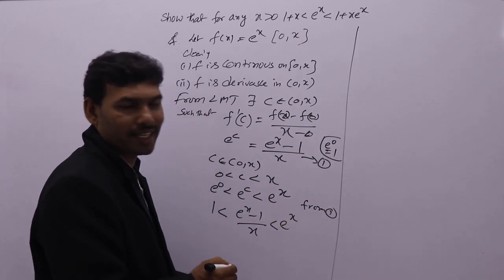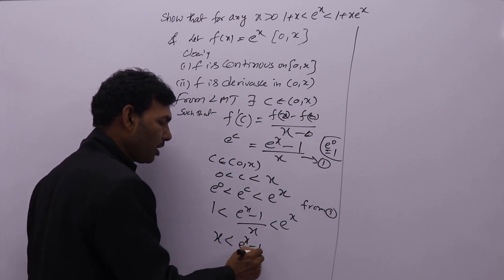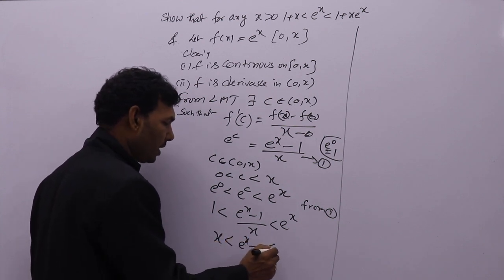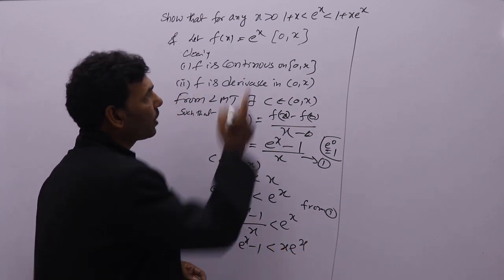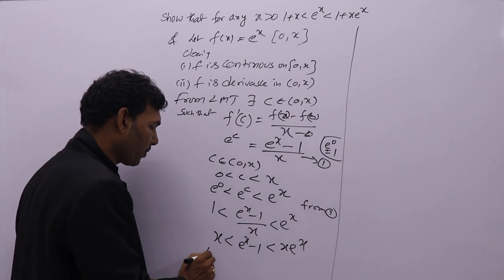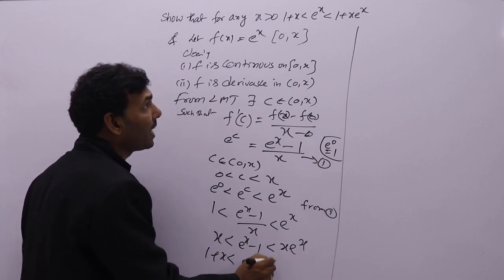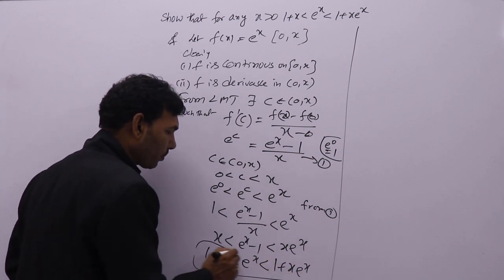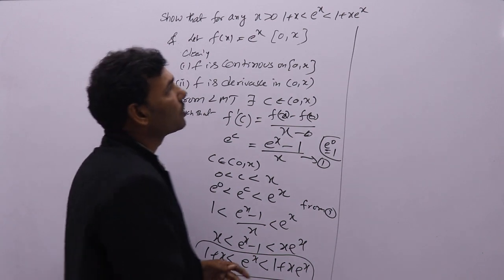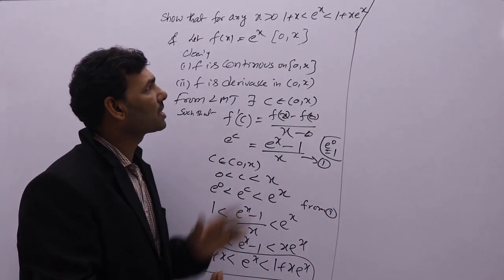Now multiply with x. If you multiply with x, what will you get? x is less than e power x minus 1, which is less than x e power x. Now add 1. If you add, what will you get? 1 plus x is less than e power x, which is less than 1 plus x e power x, which we needed to prove. Like the previous problem only. Like this, one more problem we can solve in the same manner.